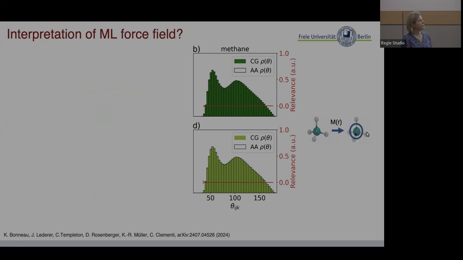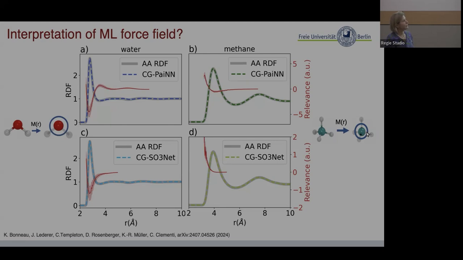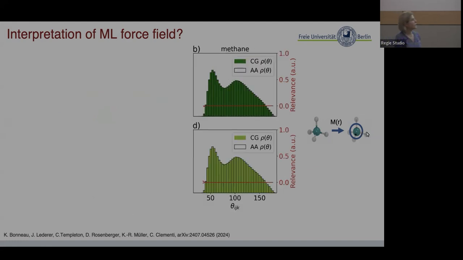The methane doesn't have three-body. This is the distribution of the angles. The contribution of the three-body in the membrane is 0. That means that you don't need the neural network to coarse-grain the membrane. You can use these two-body interactions, it works. And the methane is very easy, just hydrophobic repulsion.